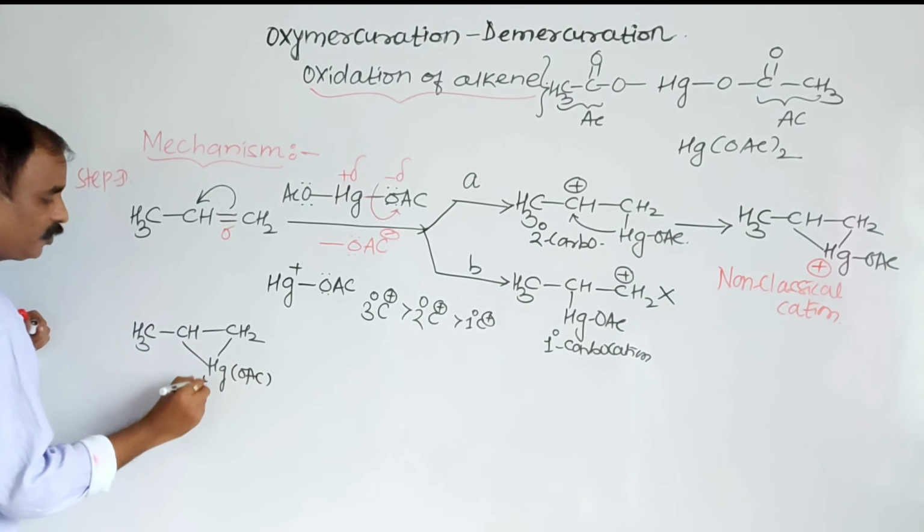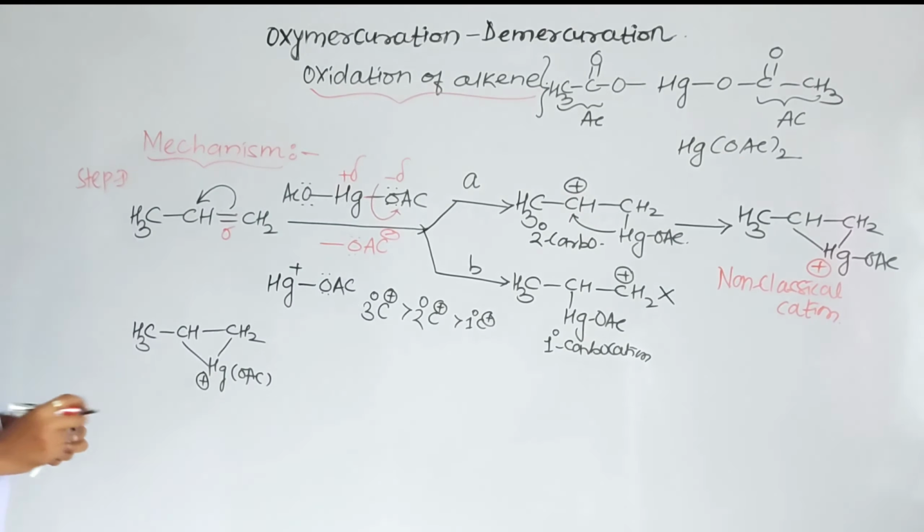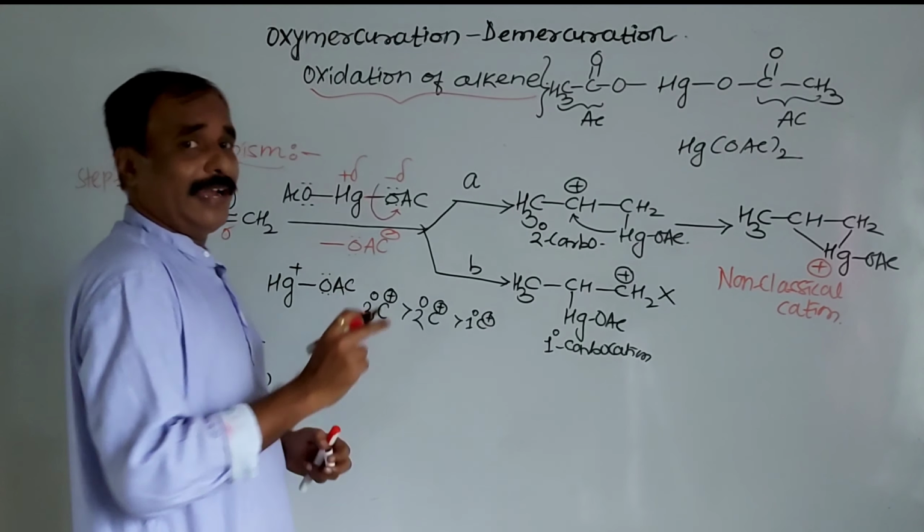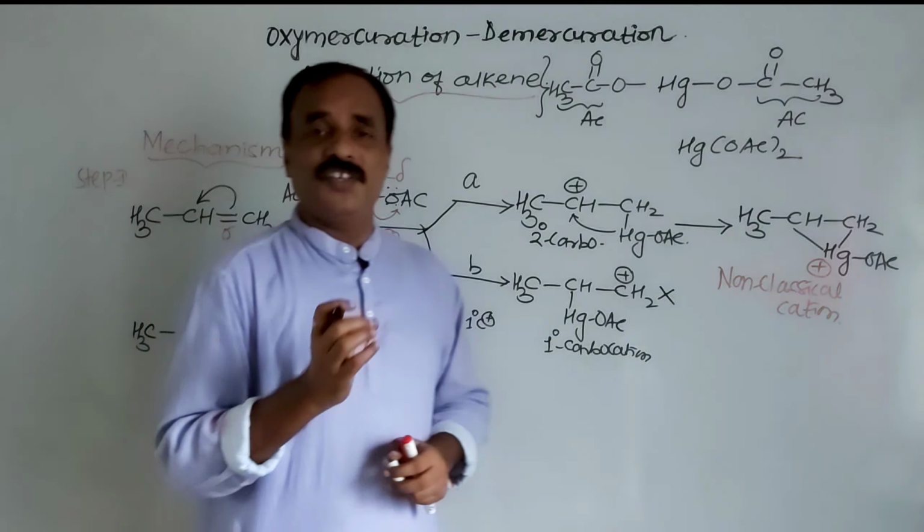So here it is positive. Reaction with mercuric acetate in the presence of water. An attack of water now. Attack of water, H2O. Here oxygen is what? Electron rich. We know that when this mercury gets attached to this terminal carbon, here formation of more stable carbocation.